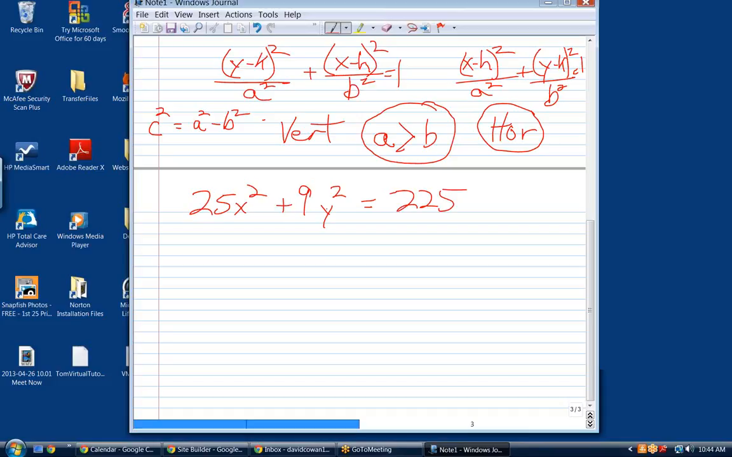I don't know if we can divide it by 25. Divide everything by 225 whether we can or not. Even if it's not divisible, we're going to end up with fractions as a and b, and there's nothing wrong with that. The key here is to make sure we get this right side to 1. Okay, and it turns out that 25 does go into that.